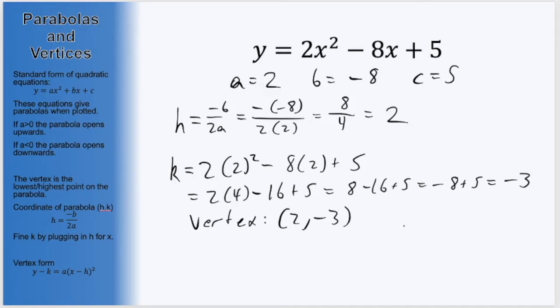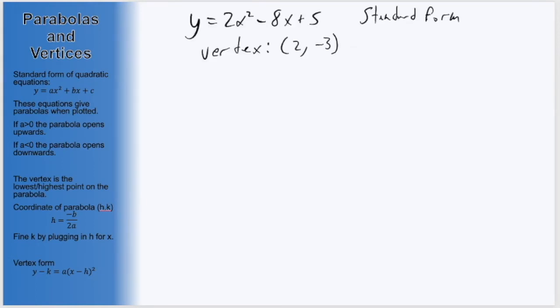Once we have our vertex, we can quickly see the general idea of what this graph will look like if we were to plot it. 2, negative 3 will give us a point somewhere in this area. Then if we look at the a to determine if we're opening up or down, our a is positive 2, so we should be opening upwards. So our graph should look something like this. Now obviously this wasn't very precise, but it can help you quickly visualize what the graph should look like.